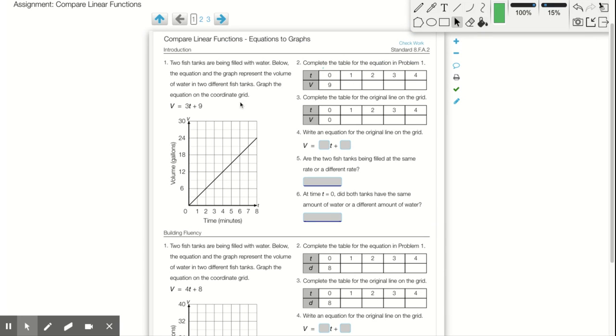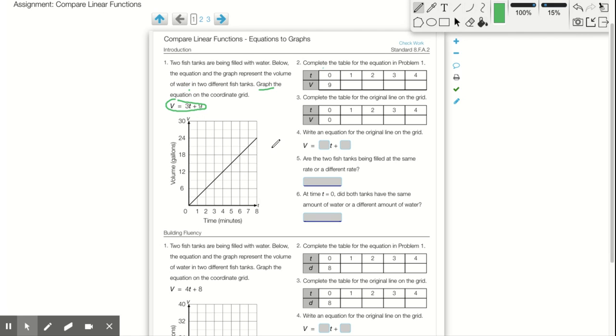Okay, we're going to read this first one. Two fish tanks are being filled with water. Below, the equation and the graph represent the volume of water in two different fish tanks. Graph the equation on the coordinate grid. So what they're asking you to do is graph this equation. Here's the equation.